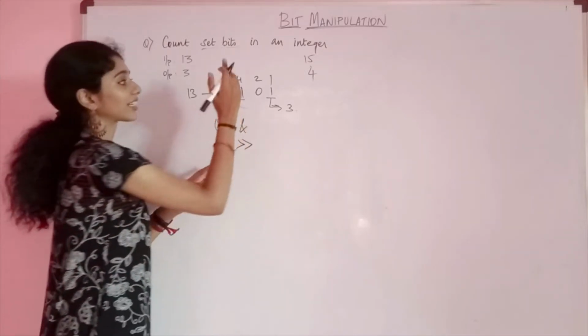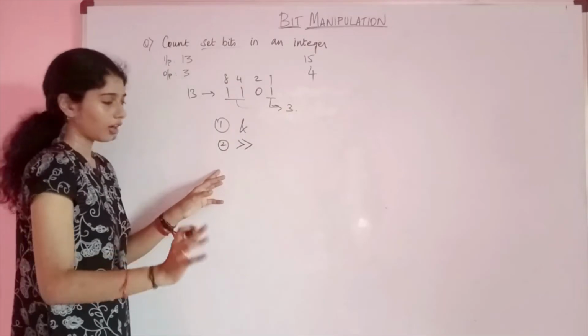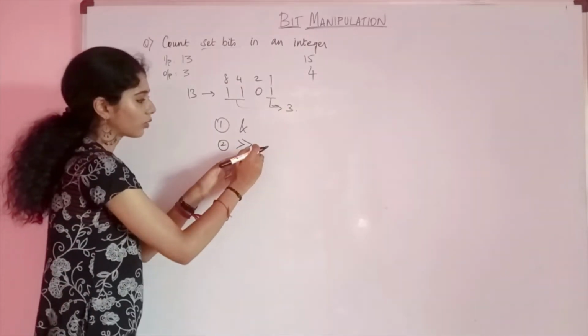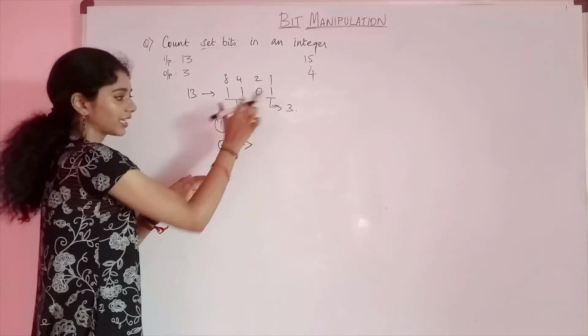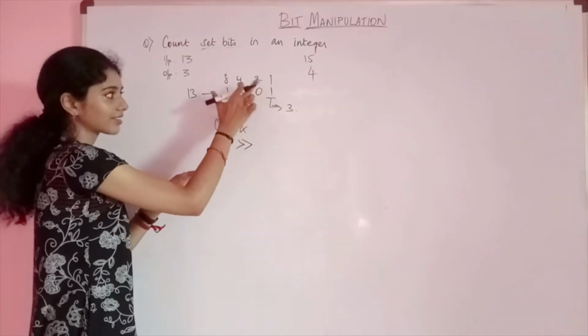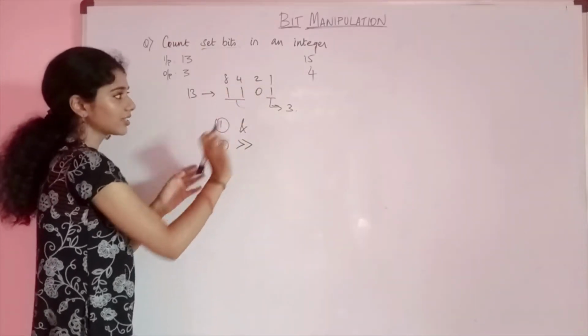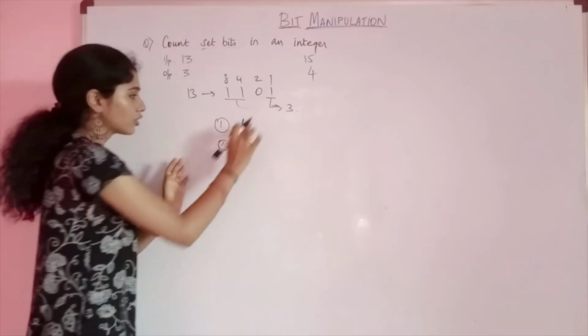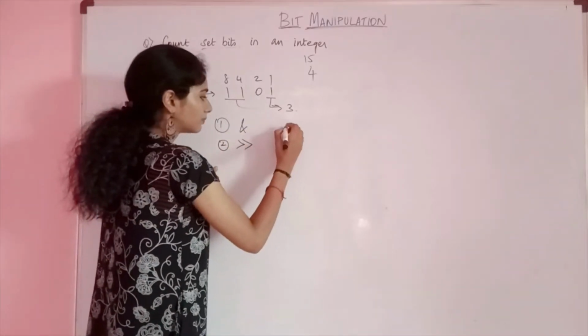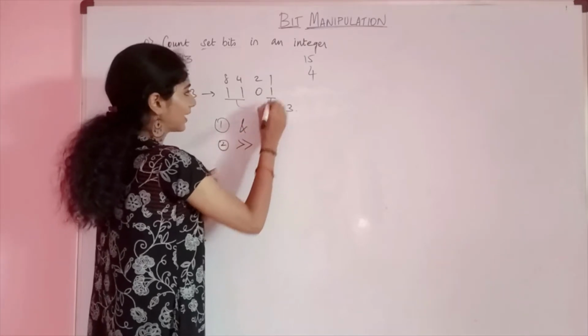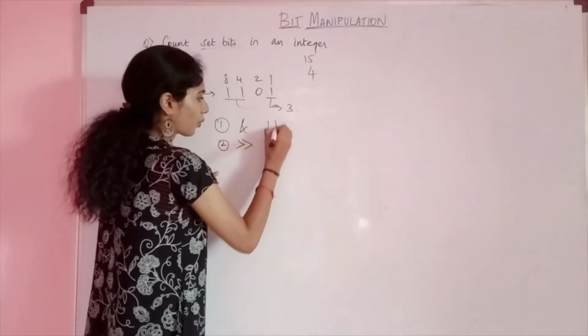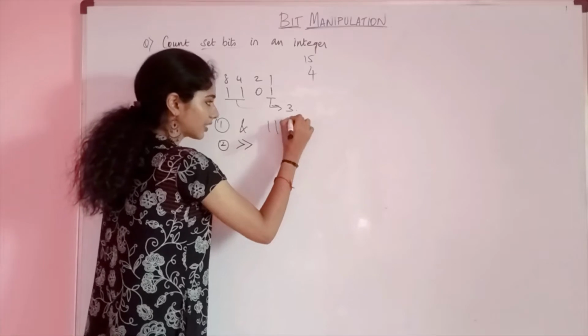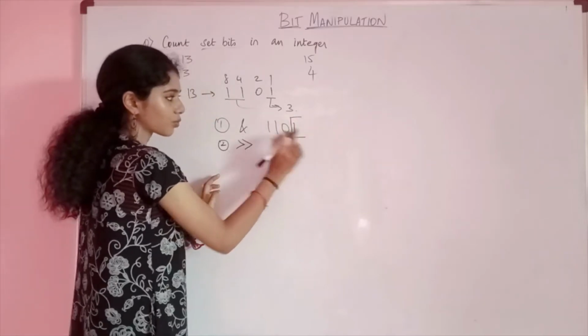In the previous lecture we saw that using the AND operator you can find out the rightmost bit. And using the right shift operator, I can shift the given integer by one position or by however many positions I want. Let's just see this. I shall first consider the rightmost digit. So, 1, 1, 0, 1. I'll consider the rightmost digit and check if it's 1 or not.